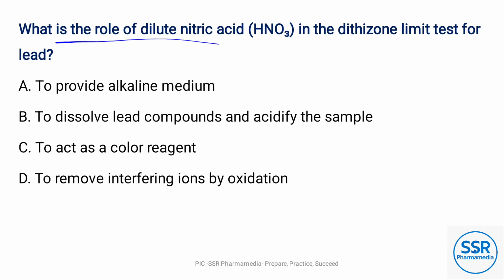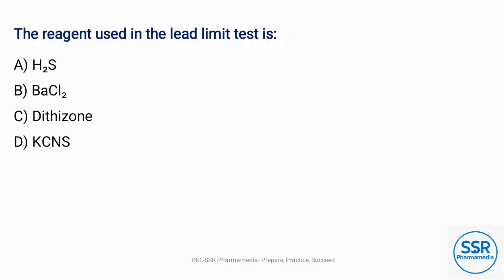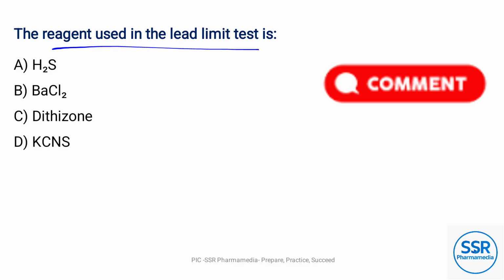What is the role of dilute nitric acid in the dithizone limit test for lead? So the answer is option B, to dissolve lead compounds and acidify the samples. The reagent used in the lead limit test is, so answer in the comment box.